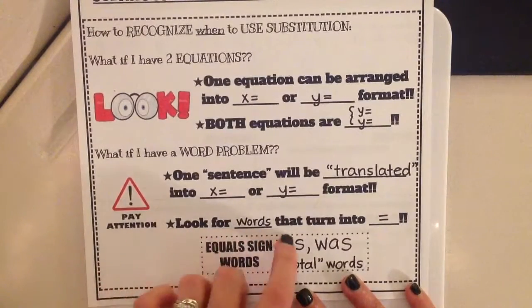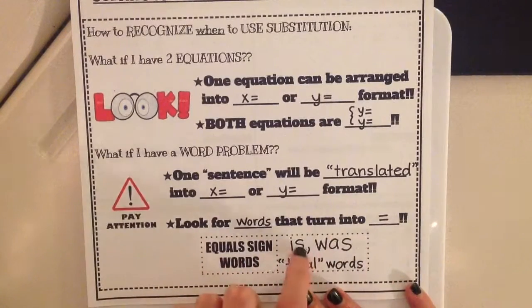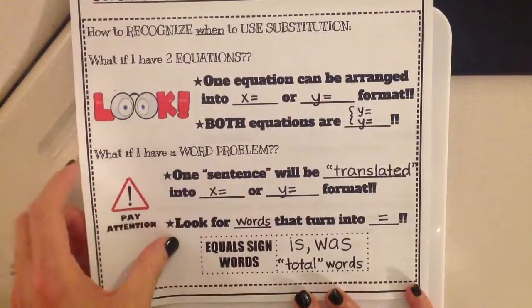You can also look for words that turn into equals. And remember, your equal sign words are is, was, and any words that are telling you you have a total, because then you know that the total is going to go after the equal sign. All right, so let's look at some examples.